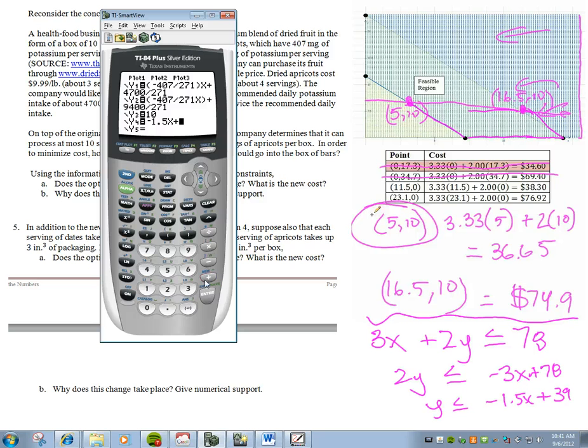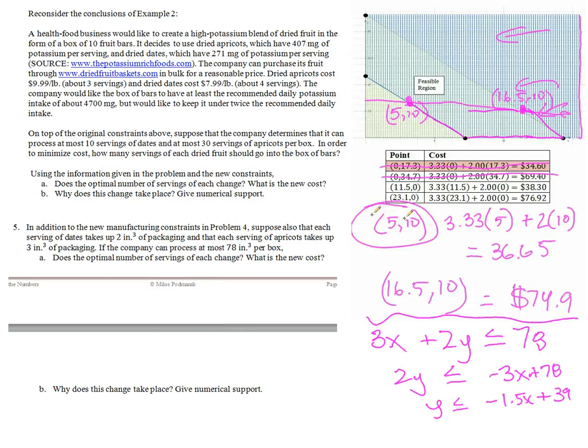So I'll type that in, plus 39, and I'll graph it, and there it is. Oh, and you know what? It turns out that in fact this does not affect our feasible region. So the answer is no. Based on all the previous constraints, (5, 10) is still our best option.